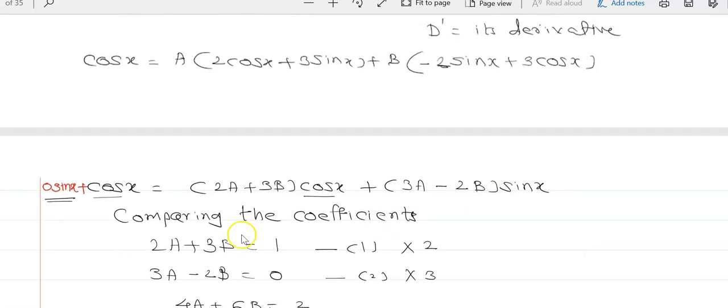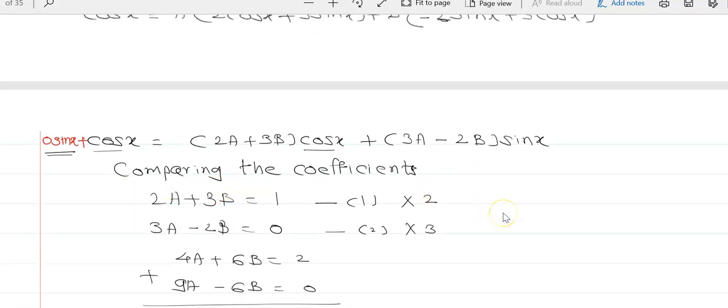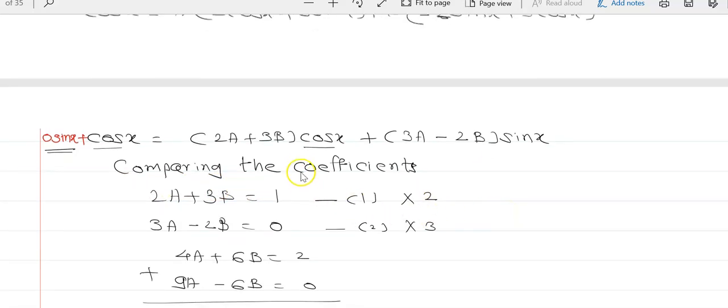Now compare the coefficients of sin x and cos x. If we compare the coefficient of cos x, then you will get the equation 2a plus 3b is equals to 1. And compare the coefficient of sin x. On the left hand side, sin x is absent, therefore here is a 0. Therefore 3a minus 2b is equals to 0. These are equation number 1 and equation number 2. We'll solve these two equations simultaneously.